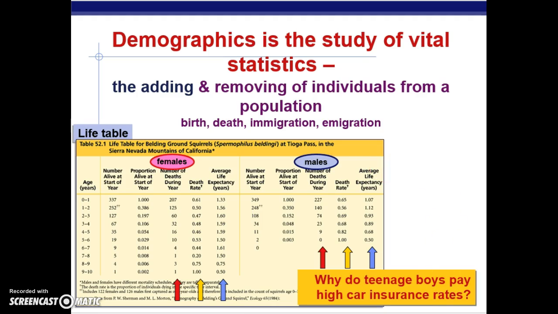And when we put that information together, we put it into what we call a life table. So you can see a life table here on why teenage boys pay high car insurance rates. And just by looking at the demographics of what happens, particularly death in this case, due to driving accidents, you can see a difference between males and females there.